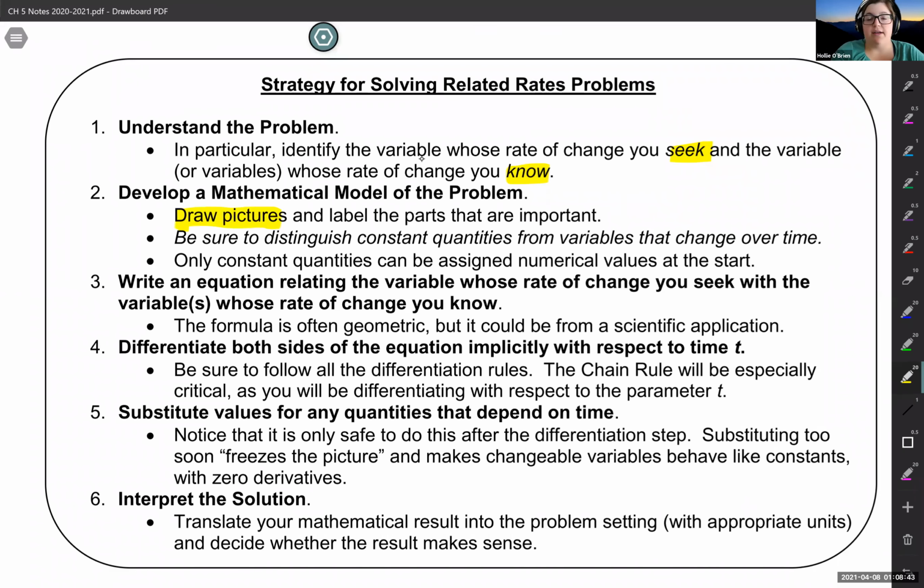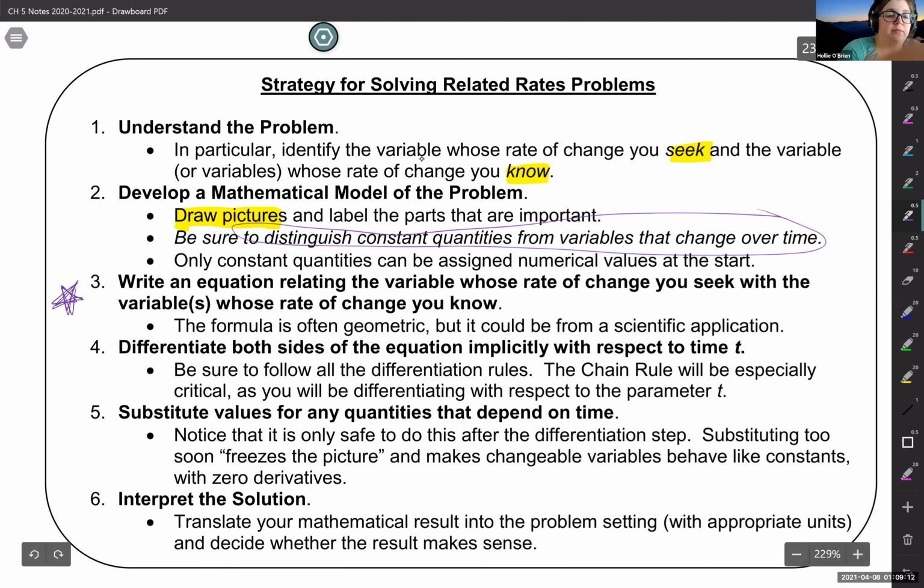Distinguish constant quantities from variables that change over time. This is why I keep saying like snapshot, right? I was like, nope, this thing is changing. I made it very clear that at a single moment in time, those were the lengths, but not always, right? They were changing. Only constant quantities can be assigned numerical values at the start, right? We waited to plug in our values until we said, okay, at the certain snapshot time. And here's the big one.